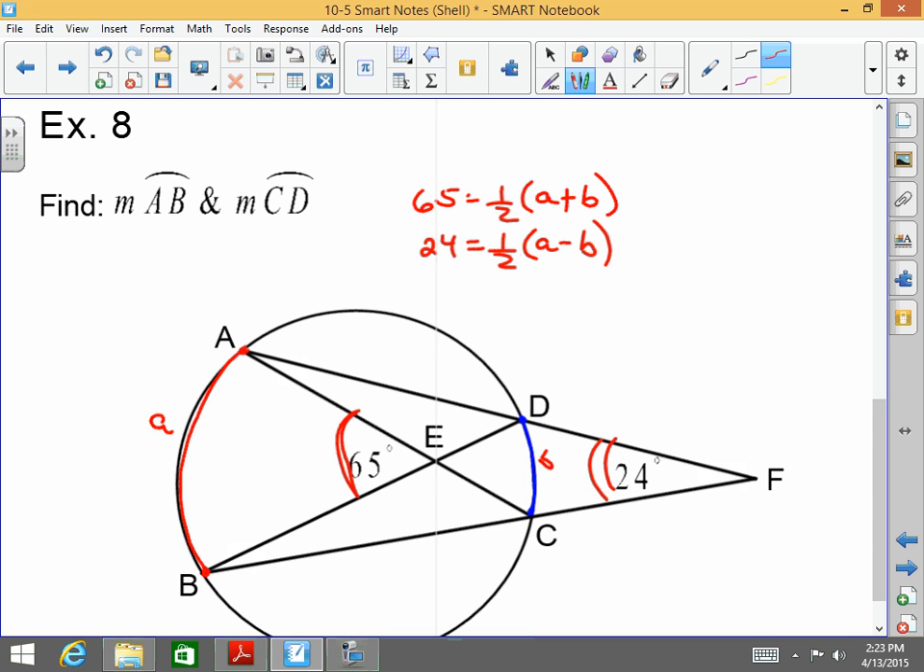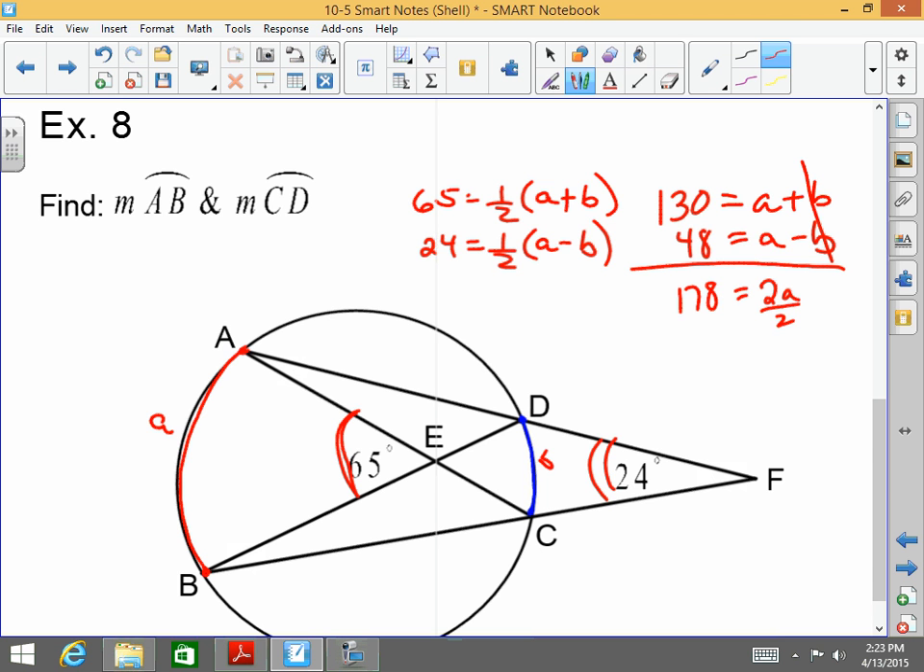Multiply 2 to both sides, and you've got 130 equals A plus B, and you've got 48 equals A minus B. So, easy. Add them. Those cancel. 2A equals 178, divided by 2. So that's 89. So A equals 89 degrees. So arc A is 89.